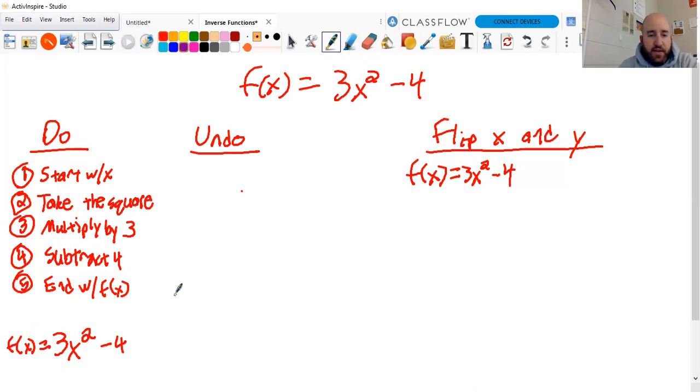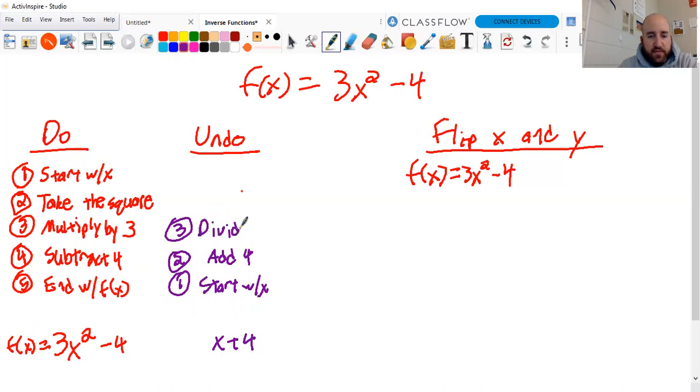All right, so now to undo this, I'm still going to start with x. Now I'm going up. So I'm going to come across from subtract 4. It's my second step, so it's going to be add 4, plus 4, sticking on the x. The opposite of multiply by 3, coming across, is divide by 3. So everything I got, the x plus 4, that whole thing, I'm going to divide by 3.